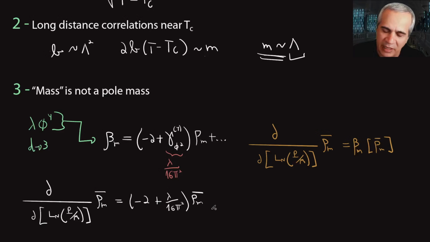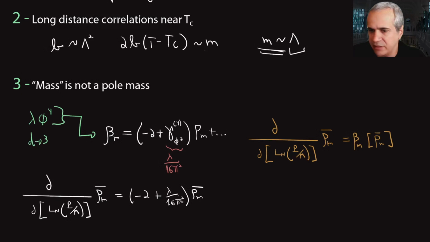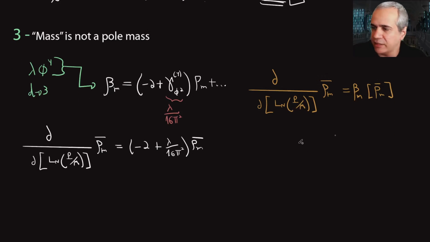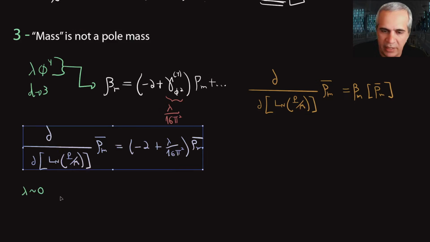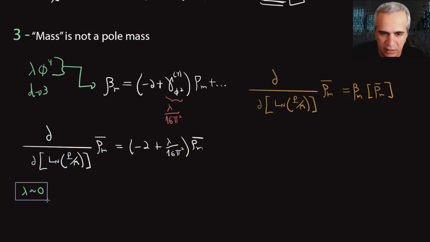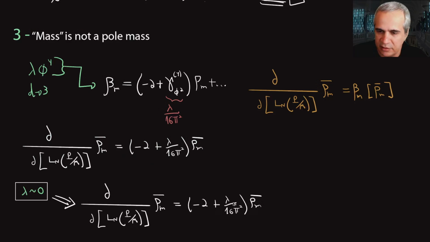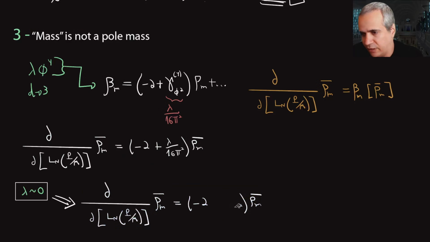So let's start by looking at the simplest point, which is near the Gaussian fixed point. So you go to the perturbative limit, right? And near that point, lambda is very close to 0, right? This is dominated just by the scaling. At that point, this term can be ignored. So my differential equation becomes just this, right? I can take this term away.